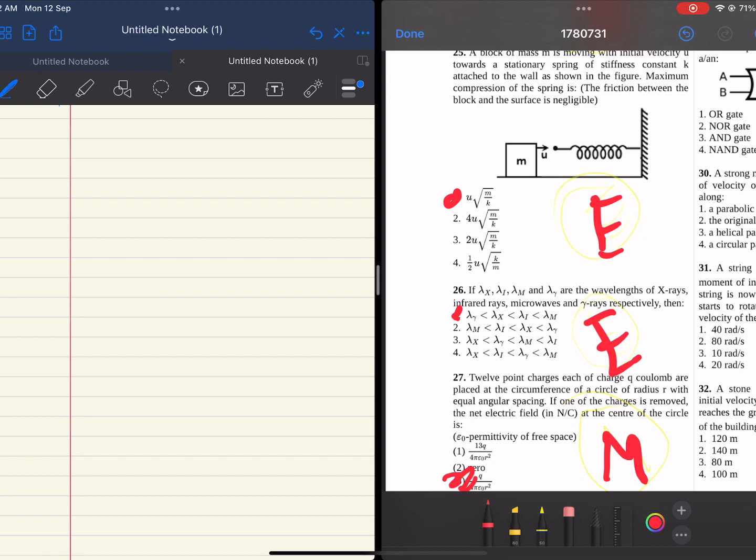When you remove one charge, we'll just have the field due to the other charge in the opposite direction, which is unbalanced. So the answer for the 27th question should be option number 3.